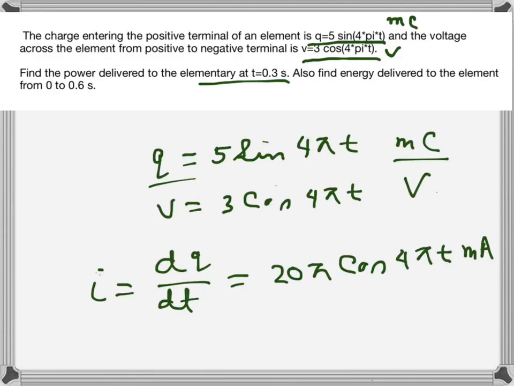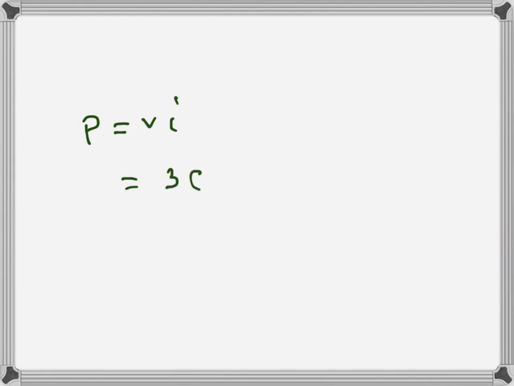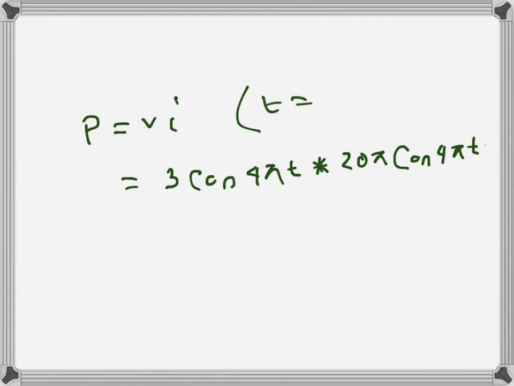So our power will be vi. Voltage here is 3 cos 4πt, and it will be multiplied by the current, which is 20π cos 4πt. And we need to find the power at t = 0.3 seconds, because power is instantaneous, it will keep changing. So at 0.3 seconds, what's the power?